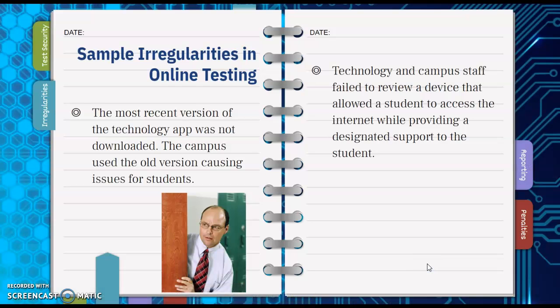Some other examples of irregularities in online testing are: the most recent version of the technology app was not downloaded. The campus used the old version, causing issues for students. And technology and campus staff failed to review a device that allowed a student to access the internet while providing designated supports to the student.